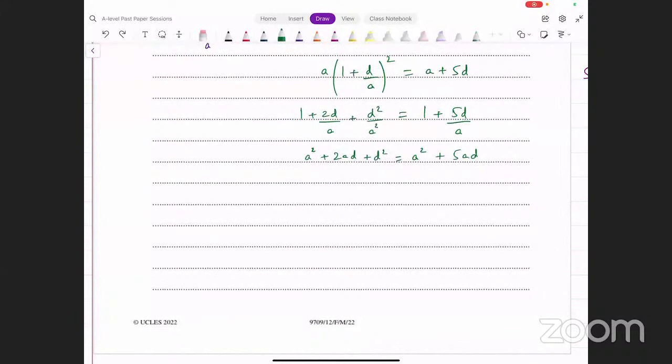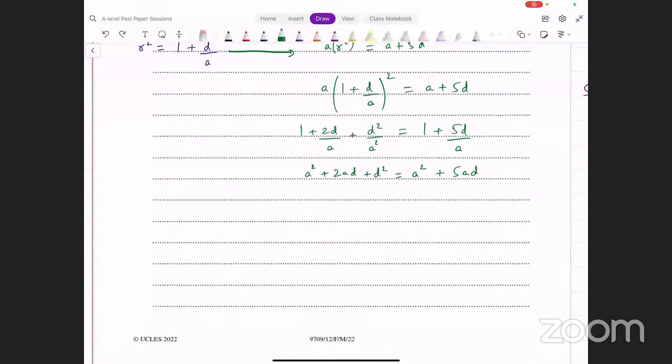अच्छा, a square तो पहले कैंसिल हो गया, हम ऊपर भी वैसे 1 1 कैंसिल कर सकते थे. a square and a square ये माइनस होके एलिमिनेट हो जाएंगे. What are we left with? We're left with d square, 2ad and minus 5ad, that's going to be minus 3ad, that equals 0. What we can do now is we can take d common, and that gives us d minus 3a inside. Either d equals 0 or d equals 3 times a.